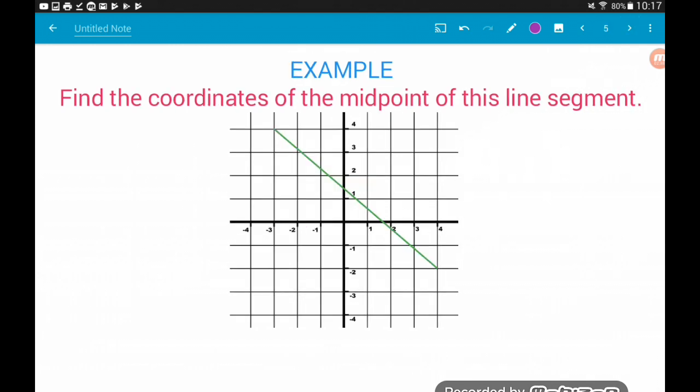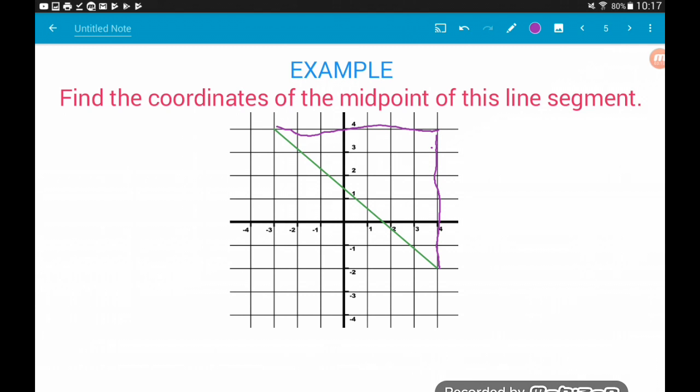Okay, let's have a look at another one on the graph. So again, find the coordinates of the midpoint of this line segment. Well, this time we're going across from -3 to 4. So we're going across here. So how many are we going across? Well, we're going across by 7, and then we're going down from here to get down there. So, what's half of 7?